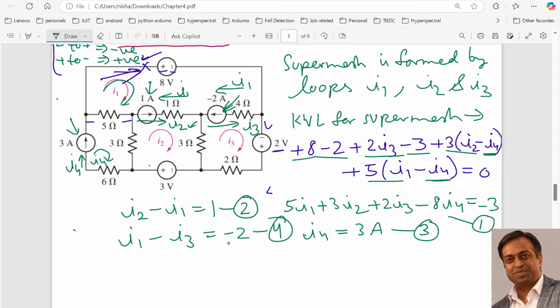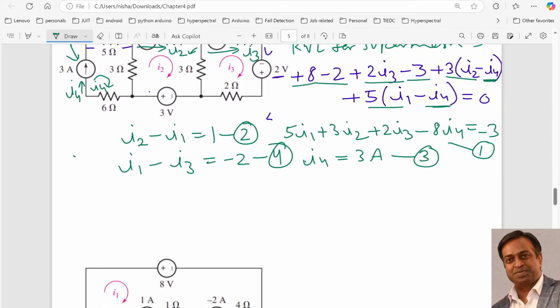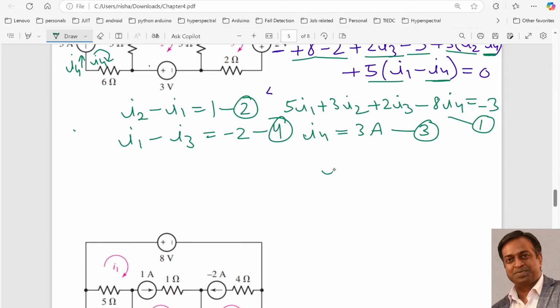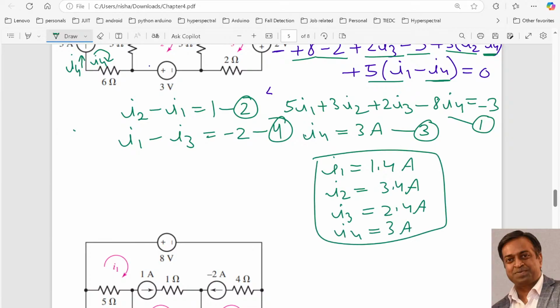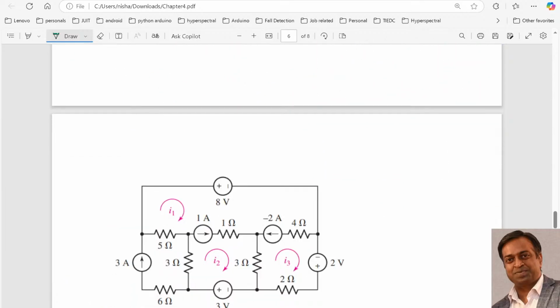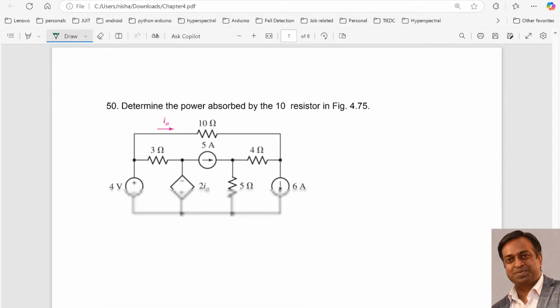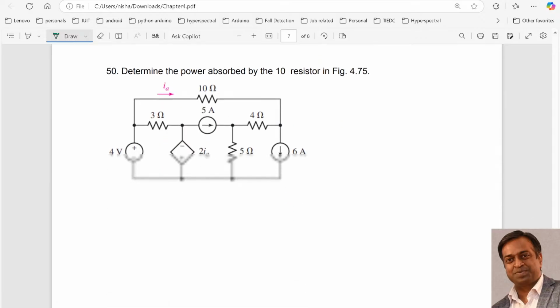So it is correct. Now if you solve these four equations, you will get the value of I1 as 1.4 ampere, the value of I2 as 3.4 ampere, the value of I3 as 2.4 ampere, and the value of I4 as 3 ampere. So these are our loop currents. Now with this, we will move to the last question, which is question number 50 in the book.